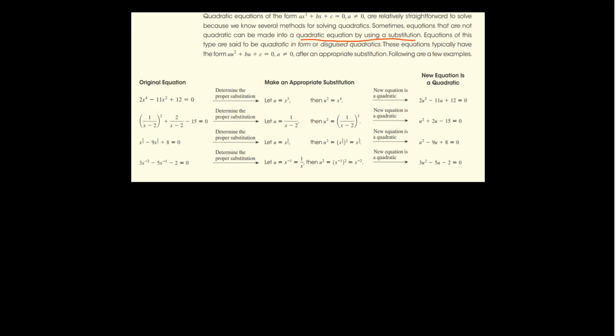For instance, if we've got 2x to the 4th power minus 11x squared plus 12, it's not a second degree polynomial. But what we can do is make a substitution. That substitution would be u equal to x squared. By making that substitution, we can now rewrite the equation as 2u squared minus 11u plus 12, because if we square both sides of u equals x squared, u squared goes to x to the 4th.